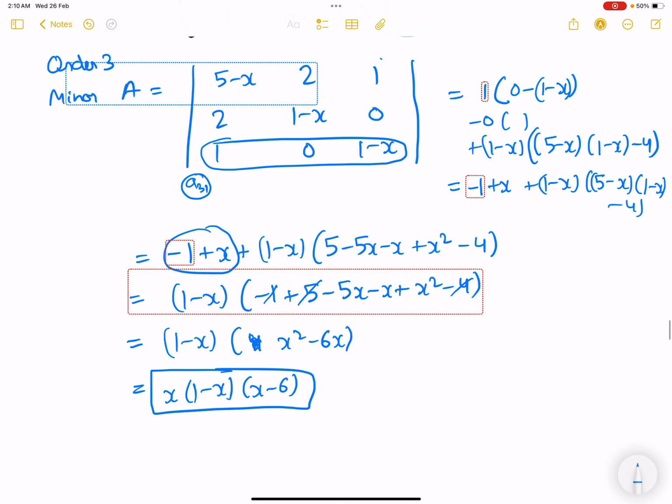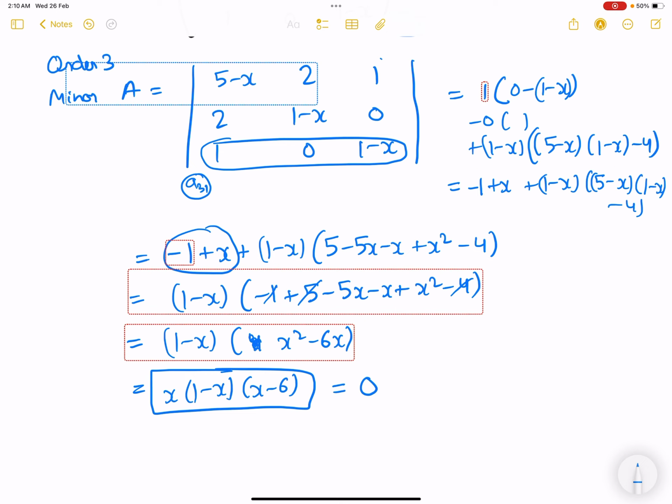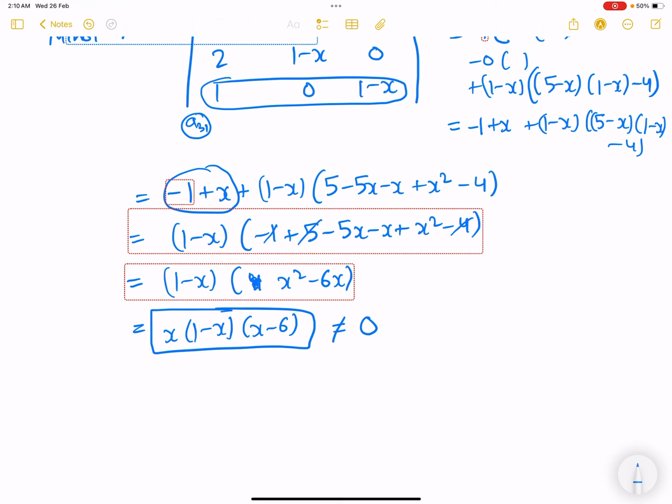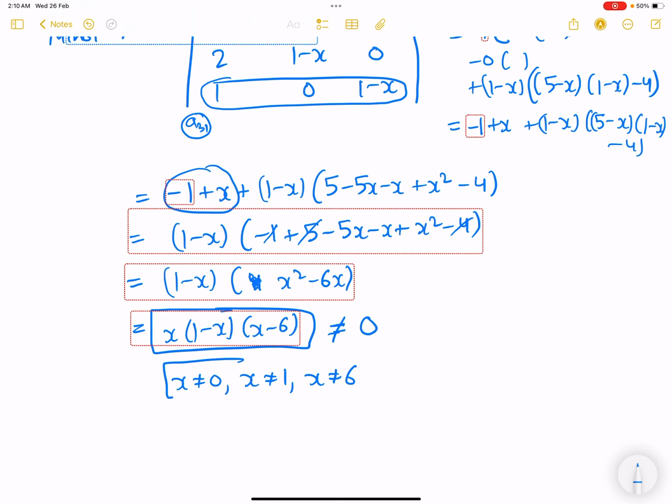This is the value of the determinant that you are getting. Now we'll take two cases. If the determinant is not equal to 0, and that would happen when x is not equal to 0, x is not equal to 1, x is not equal to 6, then in this particular case we'll have rank of A equal to 3.